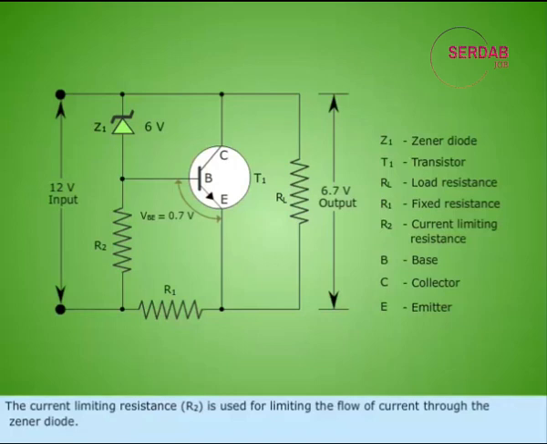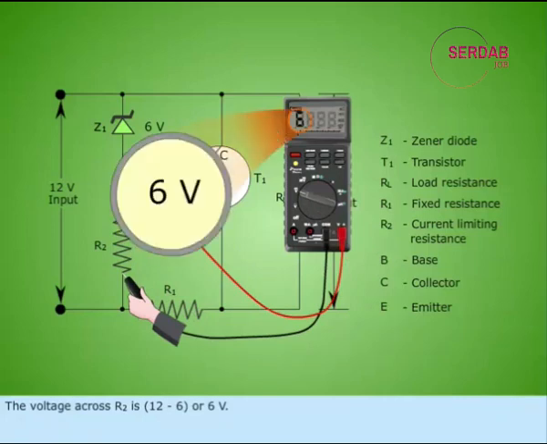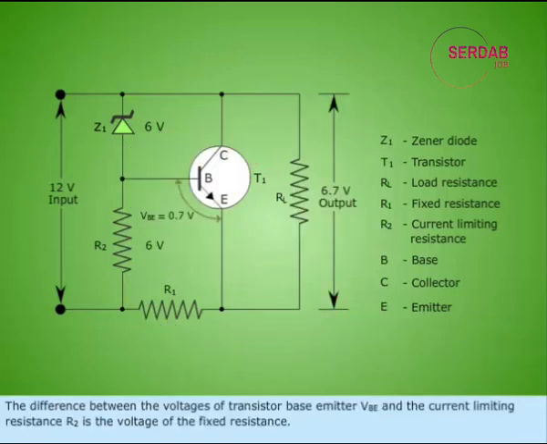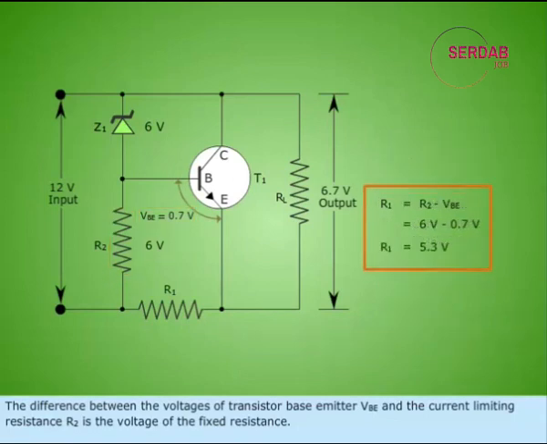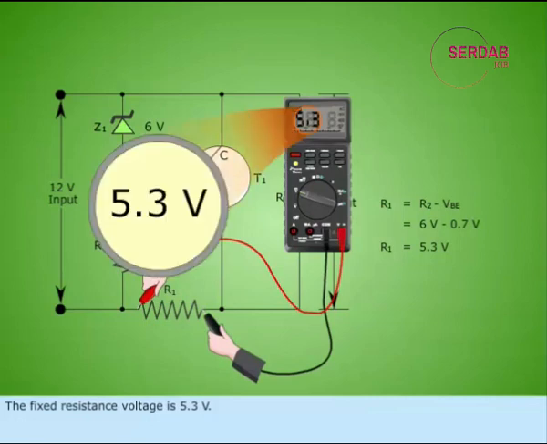The current limiting resistance, R sub 2, is used for limiting the flow of current through the Zener diode. The voltage across R sub 2 is 12 minus 6, or 6 volts. The difference between the voltage of transistor base emitter, V sub BE, and the current limiting resistance, R sub 2, is the voltage of the fixed resistance. The fixed resistance voltage is 5.3 volts.